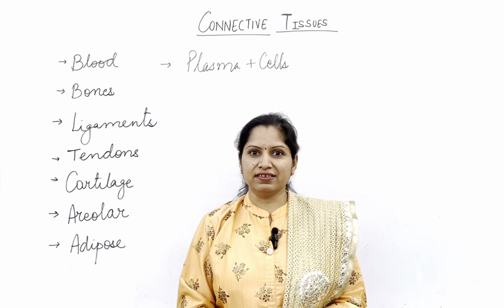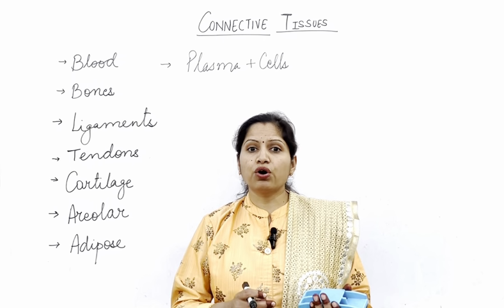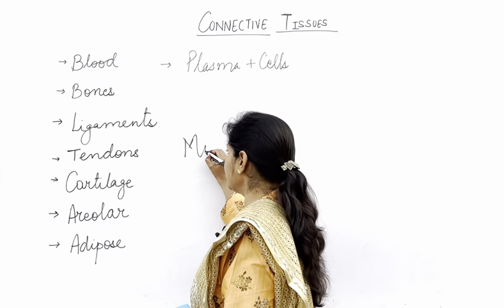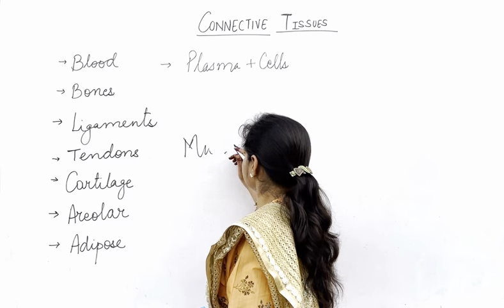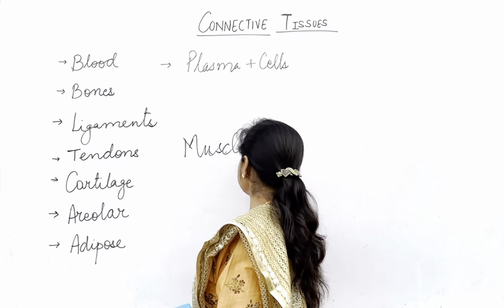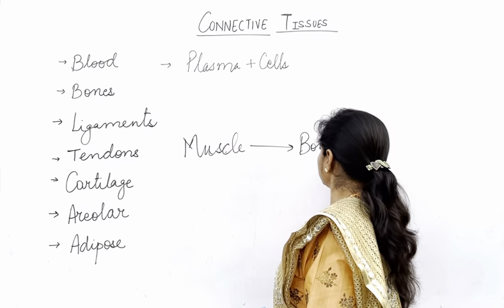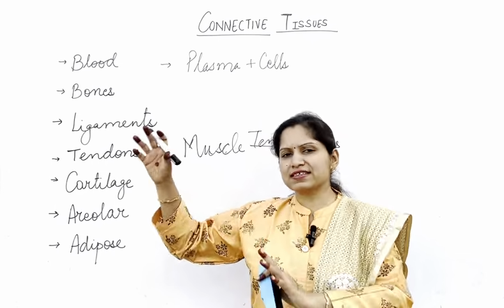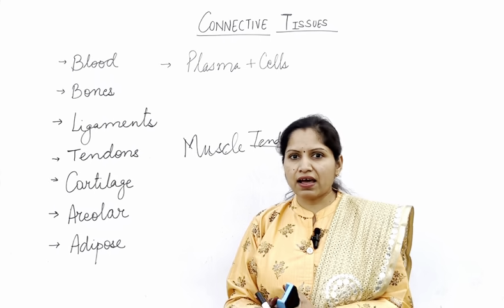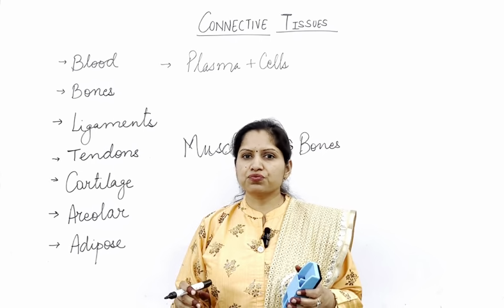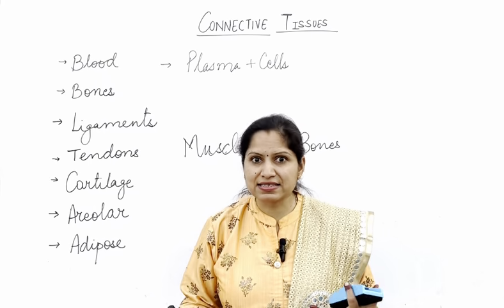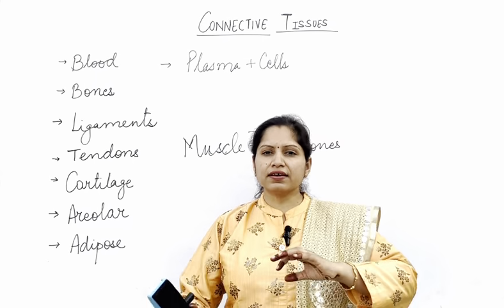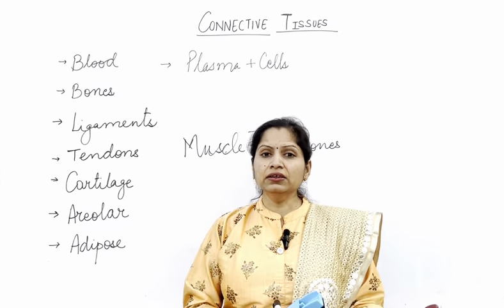Next comes the tendons. Tendons are attached on one end to the muscle and on the other end to the bones. So the muscle is connected to the bones through the tendon. Muscles will be studied as a separate part, as muscular tissues, and the last part of the muscular tissue, which has very little elasticity, is formed by the tendons. So tendons are a connecting link between the bones and the muscles.